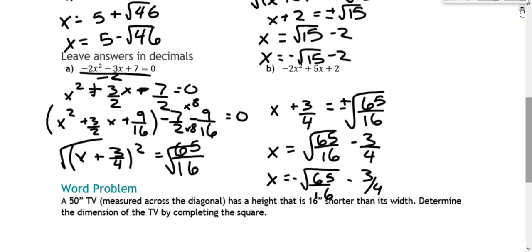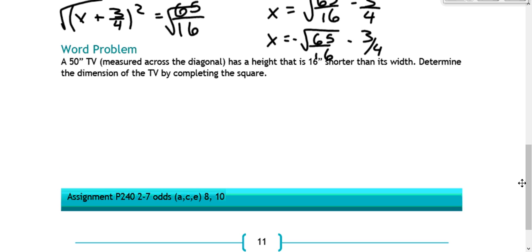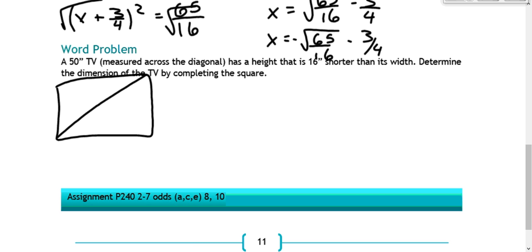Okay, and let's do a word problem. A 50-inch TV measured across the diagonal has a height that is 16 inches shorter than its width. Determine the dimension of the TV by completing the square. So if we draw this out, this is 50, this is the width, and the height is width minus 16.